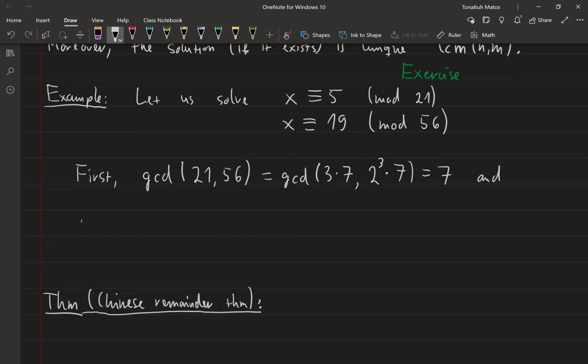5 is indeed 19 mod 7, I hope I picked these right. So there is a unique solution, mod the least common multiple, which is, of course, oh my God, something kind of horrible.